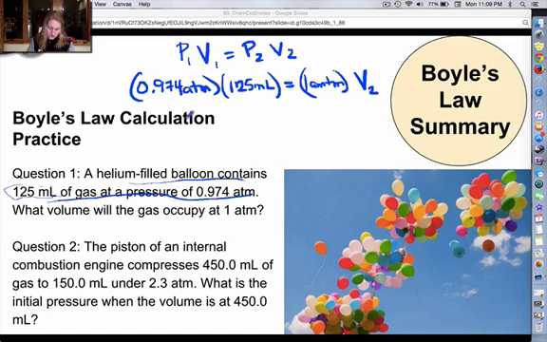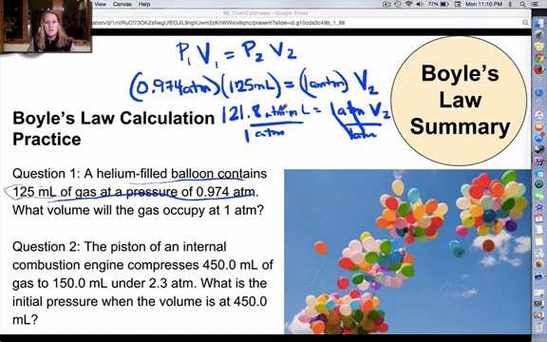So let's go ahead and work through that. This is going to give me 121.8. The unit after I do this does not cancel out, so it's atm times milliliter is equal to 1 atm times V2. I'm then going to divide both sides by the 1 atm. That cancels out that unit. This atm is now canceled, and there's no other work to do, so my new volume when the pressure is at 1 atm is going to be 121 milliliters is the V2.